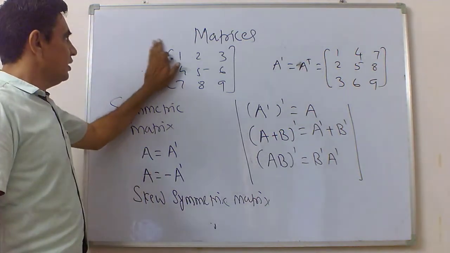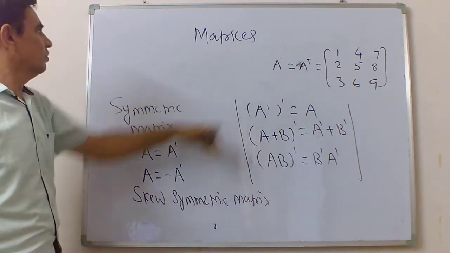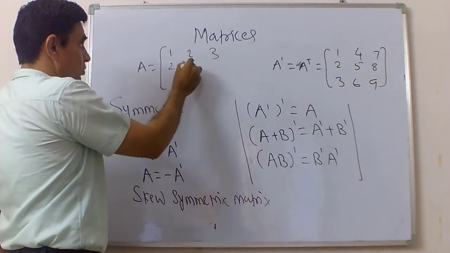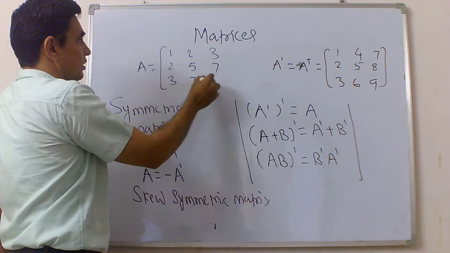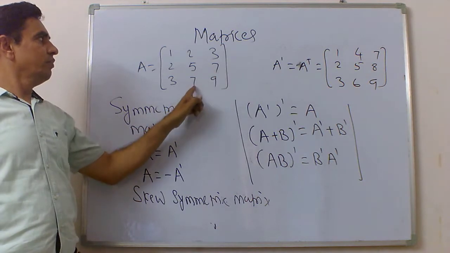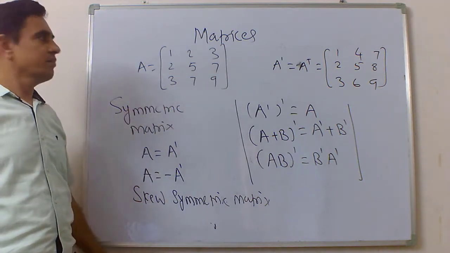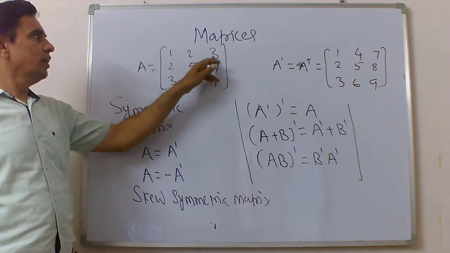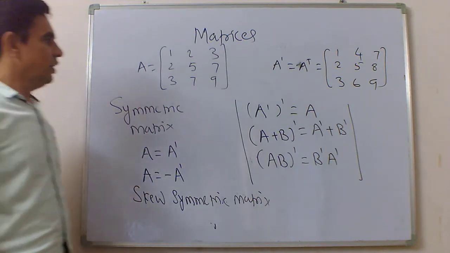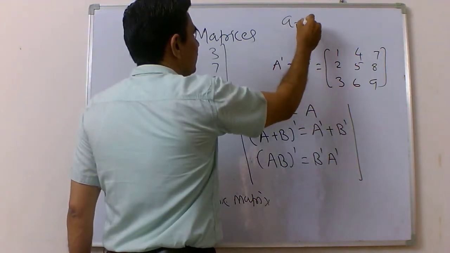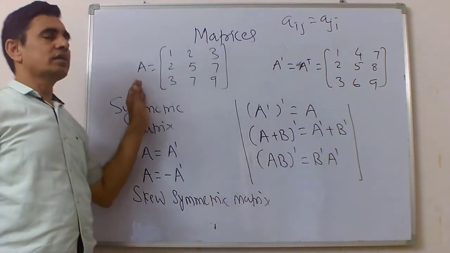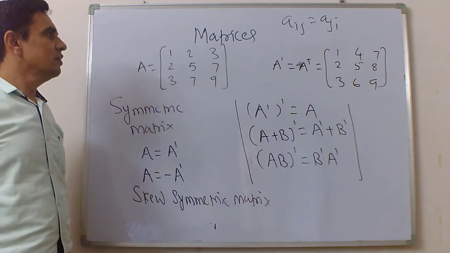In the symmetric matrix, see the example: A is equal to the matrix 1, 2, 3, 2, 5, 7, 3, 7, 9. See here, these elements are the same. If we take the transpose, we get the same matrix. A12 is equal to A21, A13 is equal to A31, A23 is equal to A32. It means in a square matrix, the elements Aij is equal to Aji. That is called a symmetric matrix, or transpose of A is equal to A is a symmetric matrix.